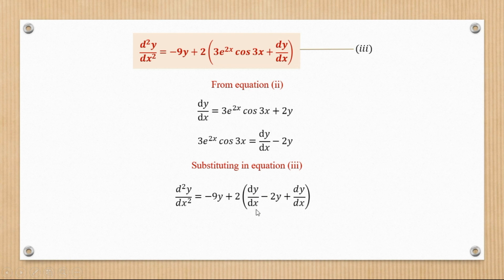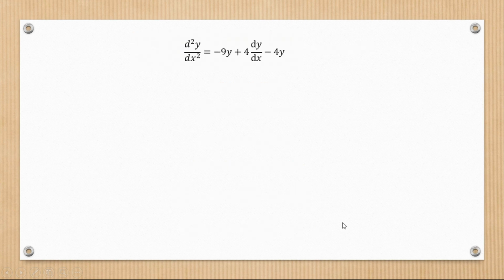Now I can already say that this and this are similar, so I'll have them combined together, and then I'll have 2 dy/dx right there minus that 2y. So next step shall be to multiply these 2 inside the brackets, and then I'll have this. So I'll have negative 9y plus 4 dy/dx minus 4y. So rearrange the terms, and this is what I end up having.